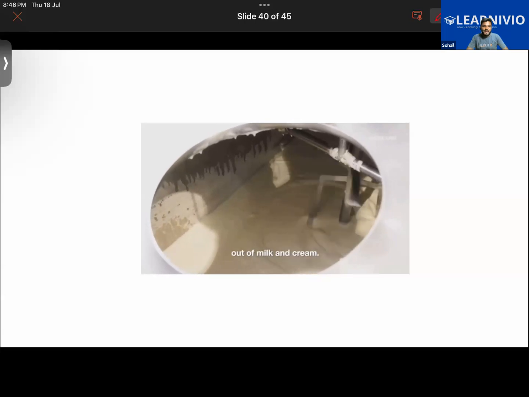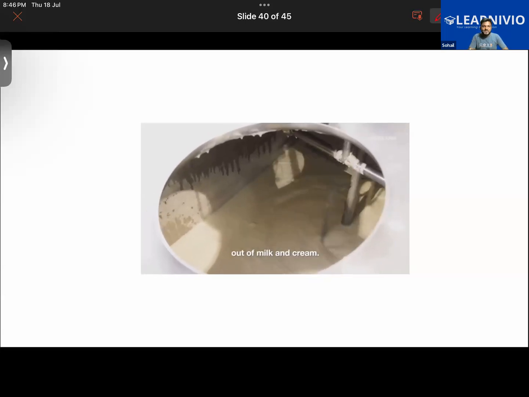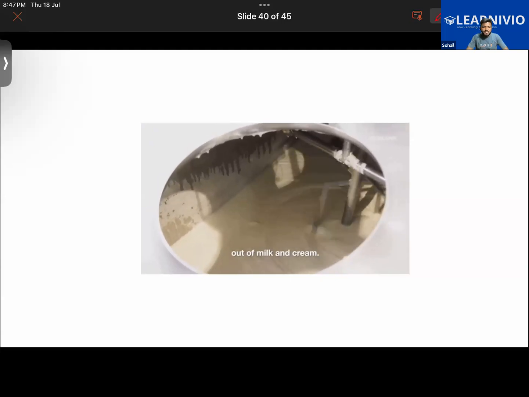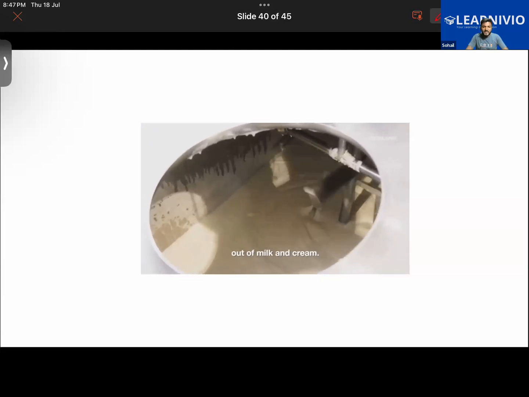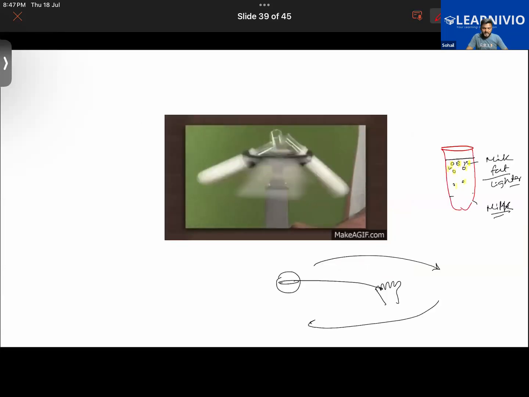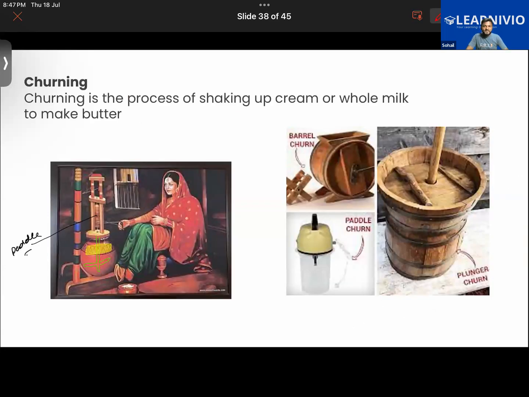So thereby, what will happen? The buttery substance, the thick creamy substance, will settle on top. It will accumulate on top. Got this now? So that is the thing. Hope you guys have understood the procedure so far.